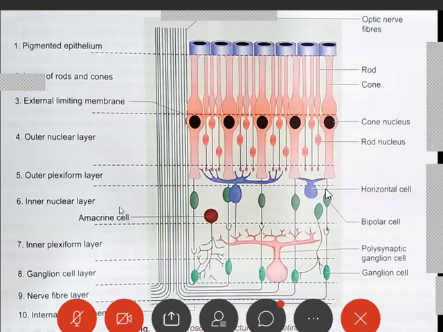And then the inner nuclear layer, which consists of the bipolar cells, and then the inner plexiform layer, which consists of synapses between the ganglion cell layer and the bipolar cell layer. And then the ganglion cell layer consists of ganglion cells, and the axons of the ganglion cells form the nerve fiber layer. So these nerve fibers unite and form the optic nerve. This area is devoid of nerve fibers, and this is the optic cup.